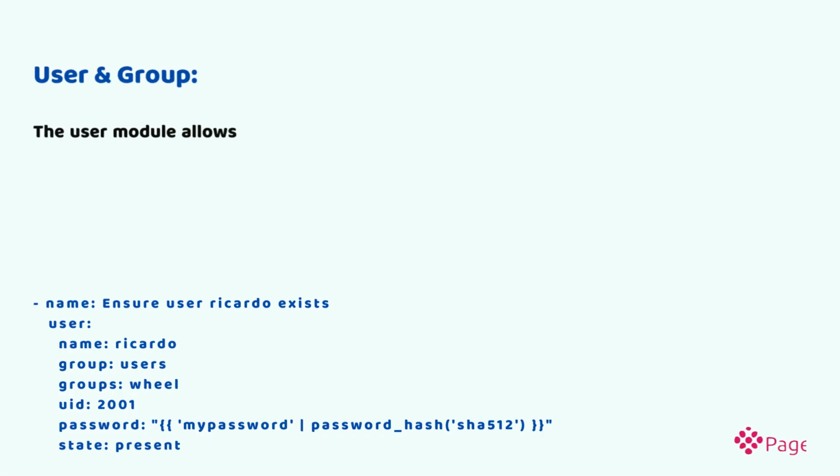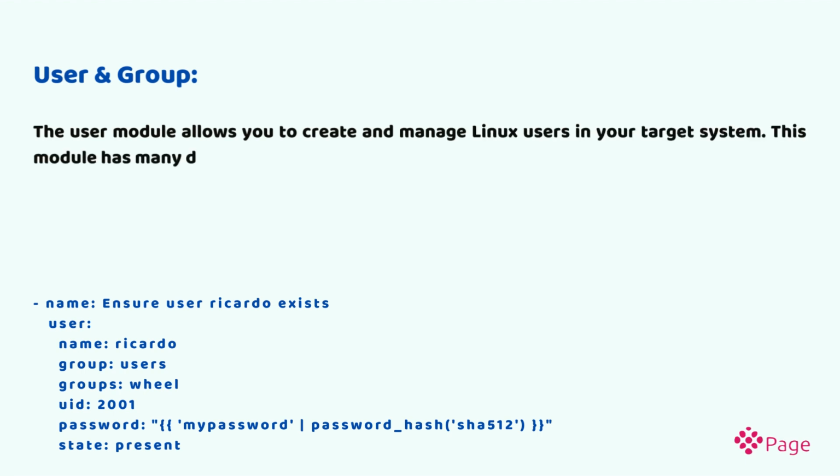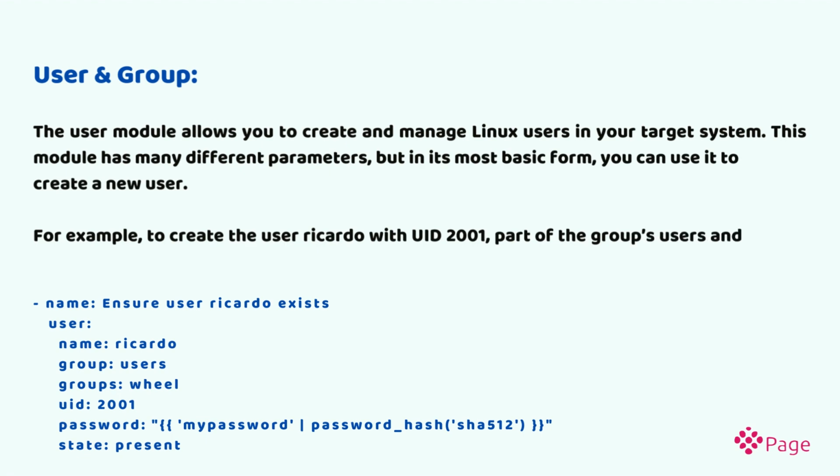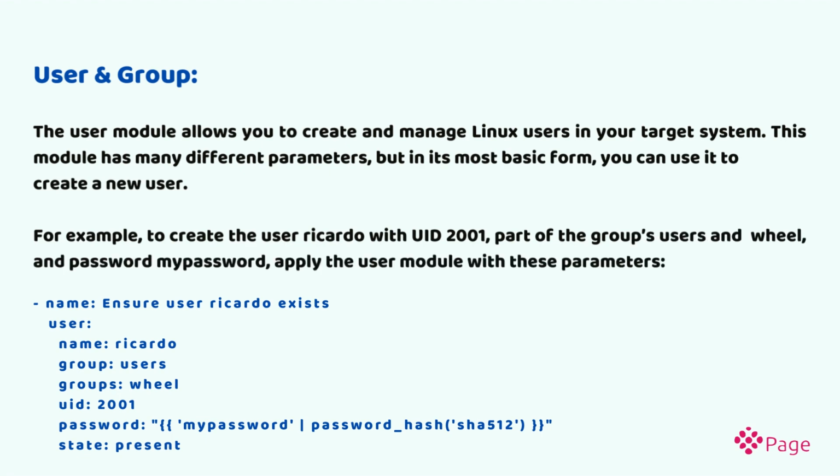User and group. The user module allows you to create and manage Linux users in your target system. This module has many different parameters, but in its most basic form, you can use it to create a new user. For example, to create the user Ricardo with UID 2001, part of the groups users and wheel, and password my password, apply the user module with these parameters.